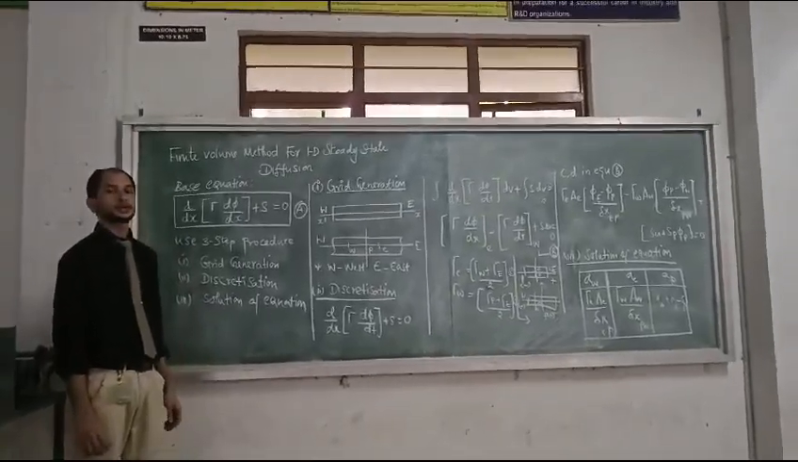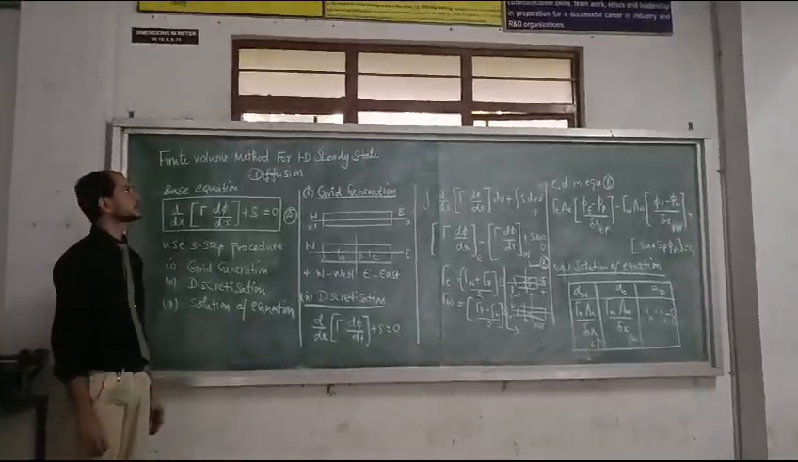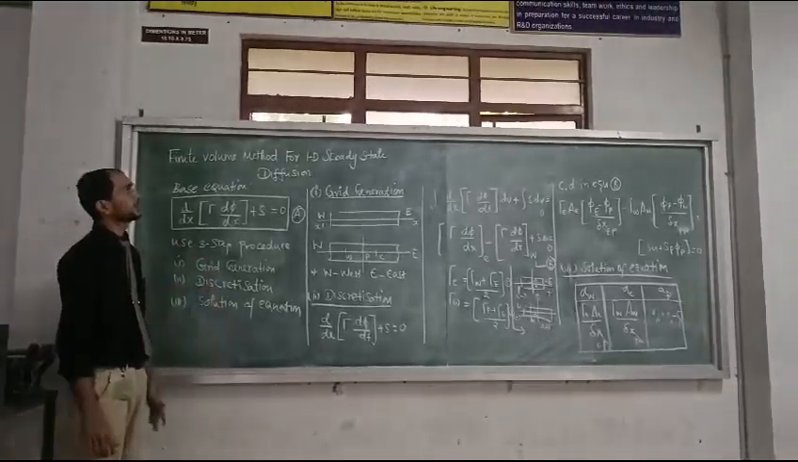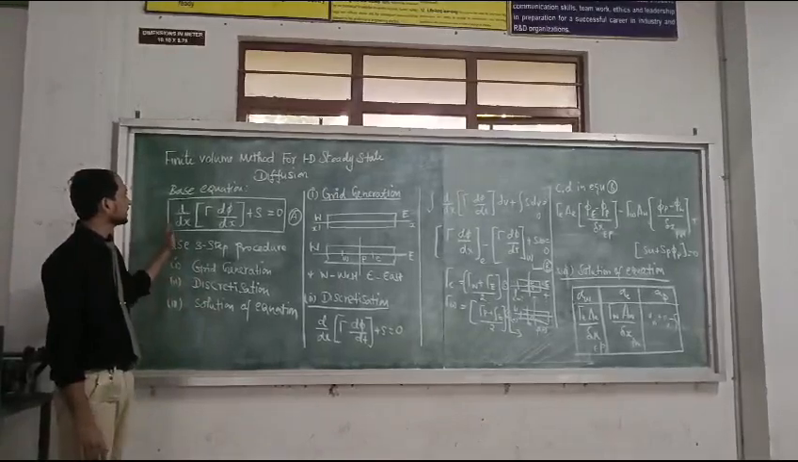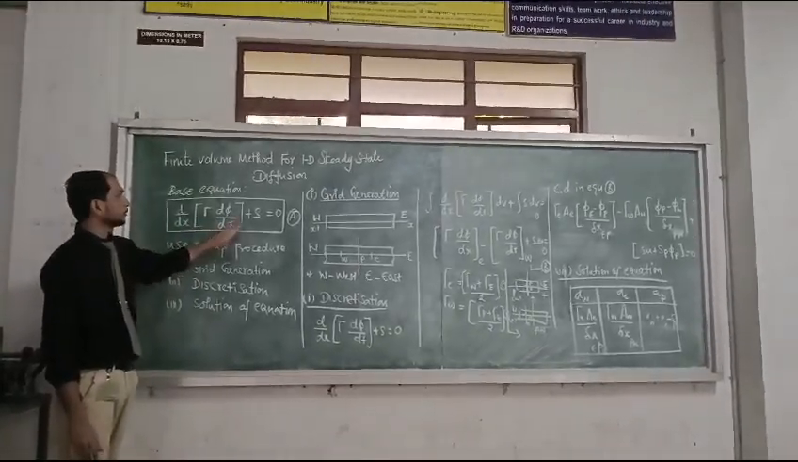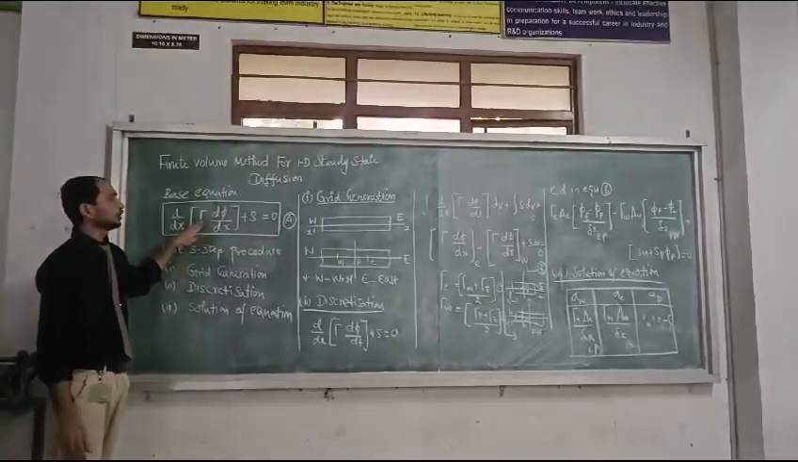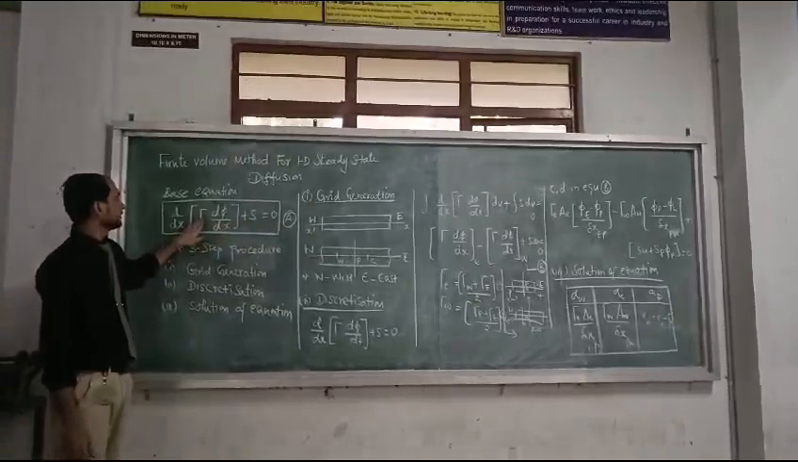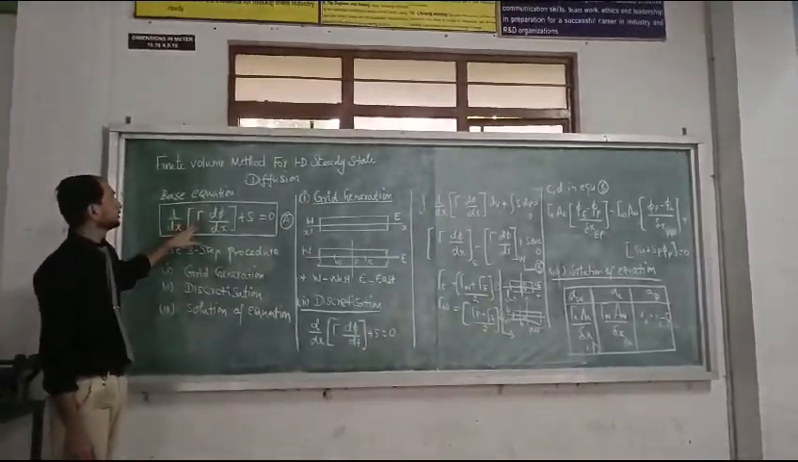I am going to talk about the topic finite volume method for one-dimensional steady state diffusion. The base equation we are taking for steady state diffusion is d by dx of gamma into d phi by dx, plus S, is equal to 0. Here gamma is the diffusion coefficient, S is the source term.